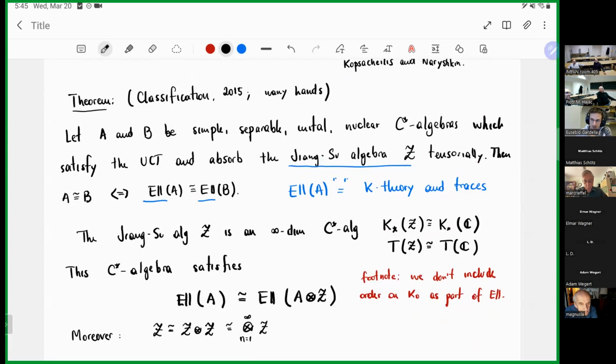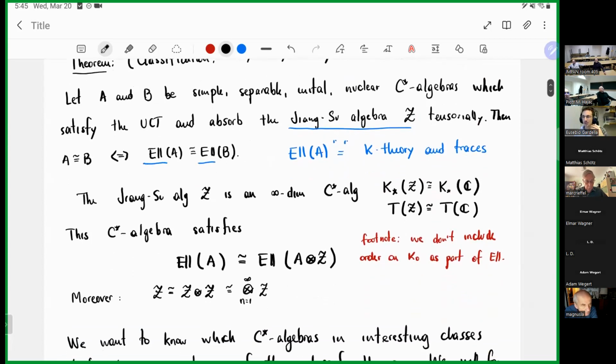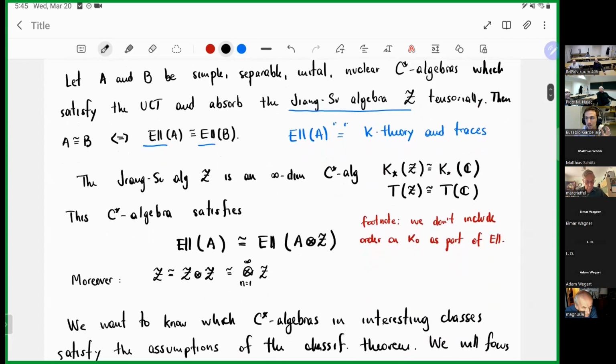So this is something I should have mentioned before. If you don't alter the invariant, this is an optimal result. With the possible exception of the UCT, which may be redundant, but surely the class is the largest possible.